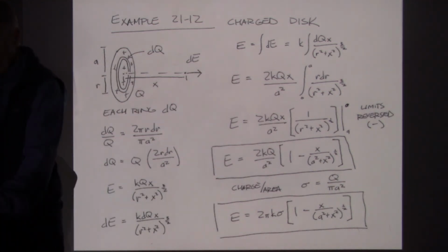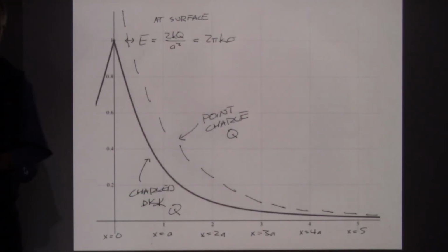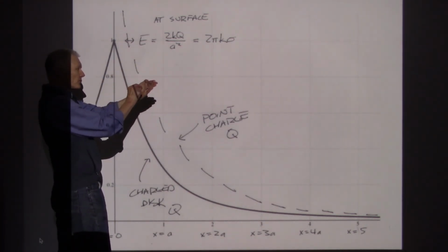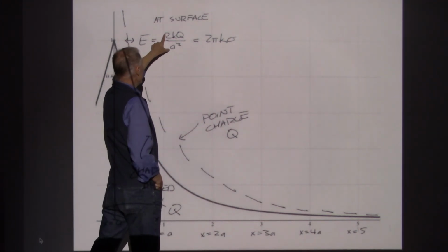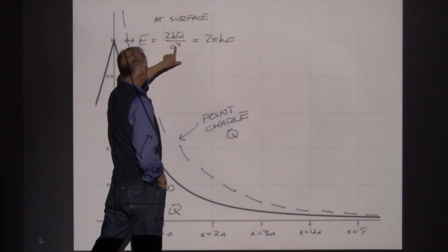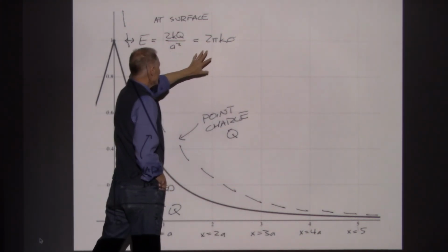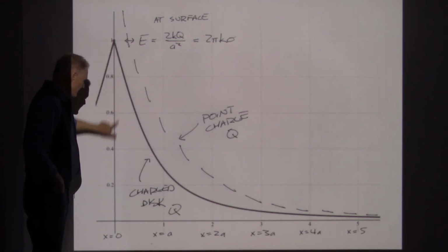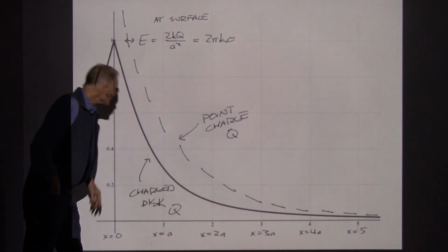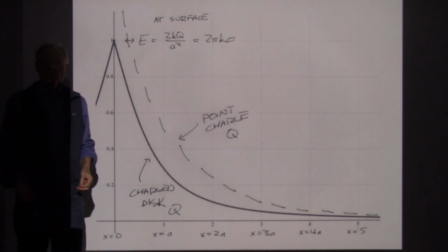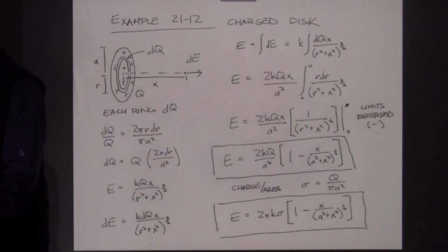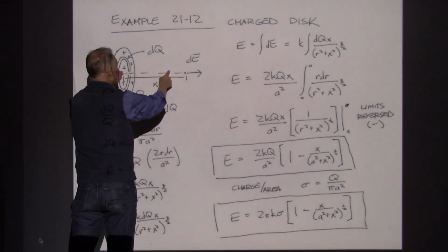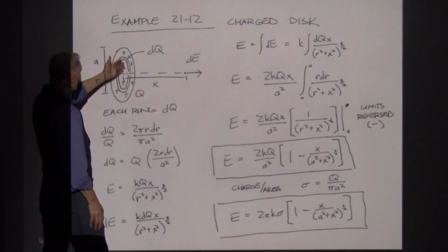Now keep this in mind because I'm going to show you a graph of this. Right at the surface of this disk, as I get closer and closer to this circular disk, the electric field there is given by 2, that's the force constant, times q over a squared, which is the same thing as 2 pi little k times sigma. Now that's if I'm right at the center. What happens as I move away from the disk is that the electric field drops off. Along the axis, as I move away from this disk, the electric field is going to drop off, and it's going to drop off quite rapidly.